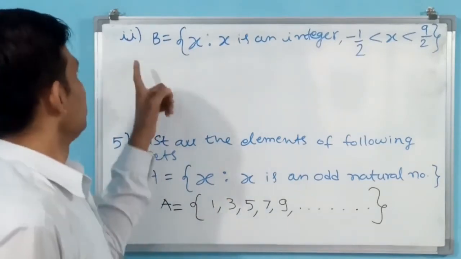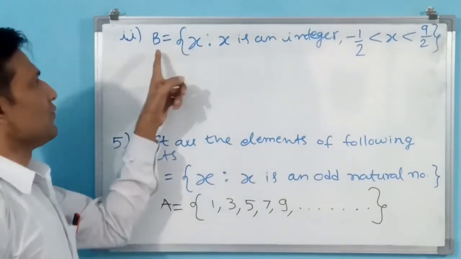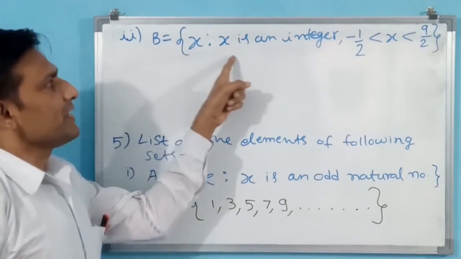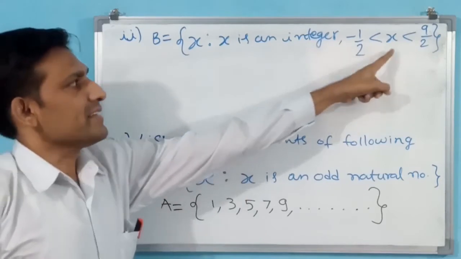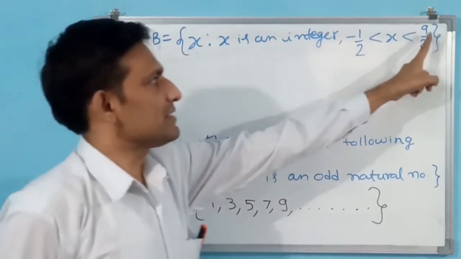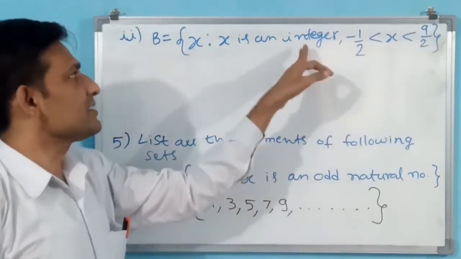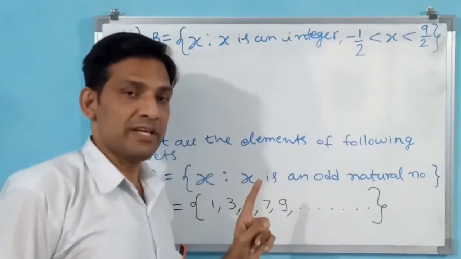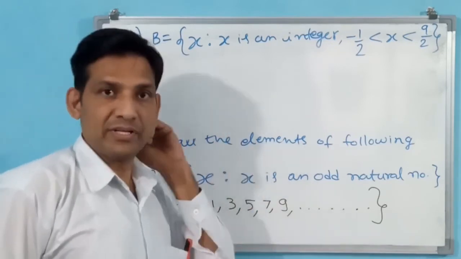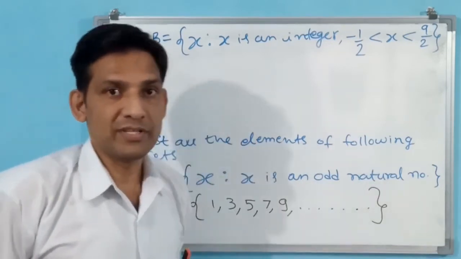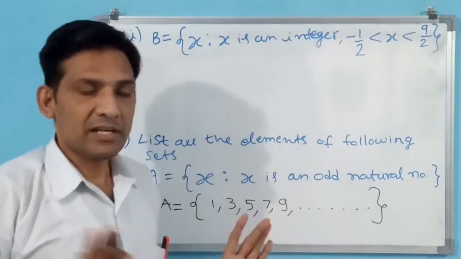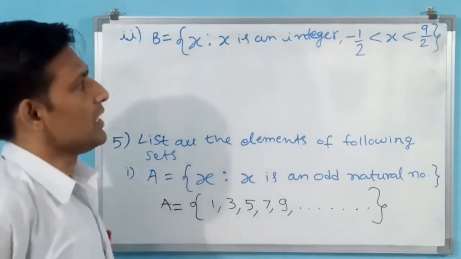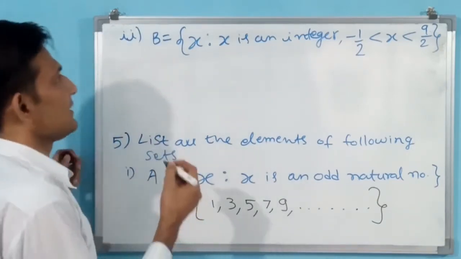Okay, see here, fifth question, part 2. B is equal to, for all values of x, x is an integer, x is greater than minus 1 by 2 but less than 9 by 2. See, in integers fractions are not going to come. We know very well, but integers, minus integers will be there, negative integers, 0 will be there, positive integers will be there. Fractions are not going to come. Here minus 1 by 2 and 9 by 2 are fractions. Let us see how we are going to write this answer.